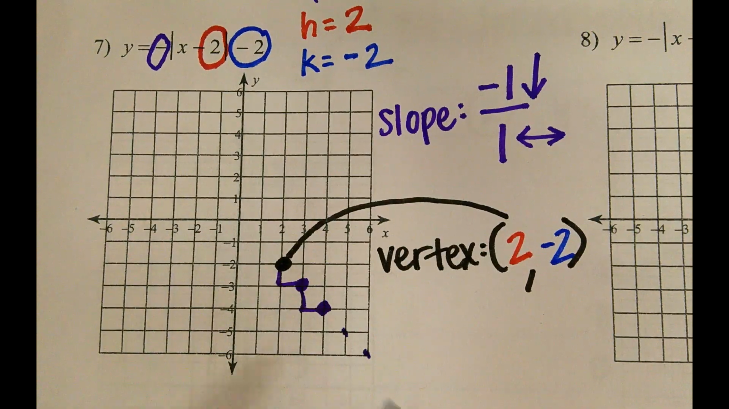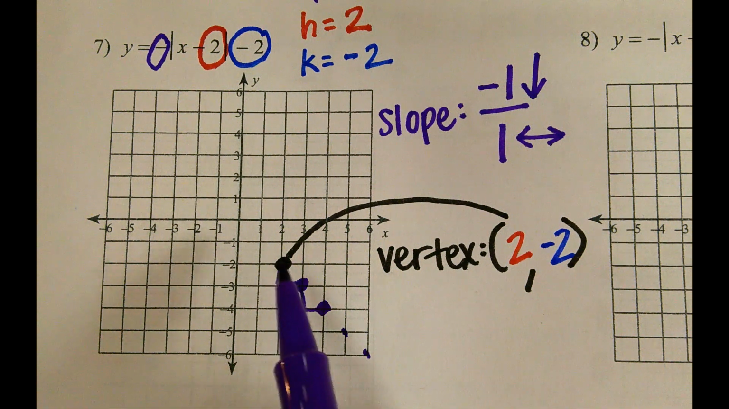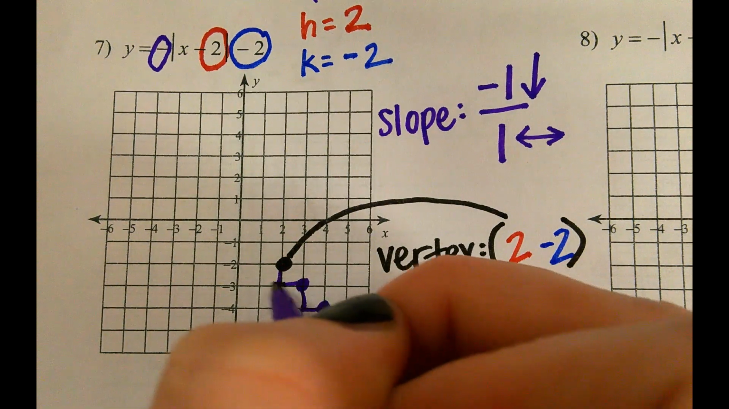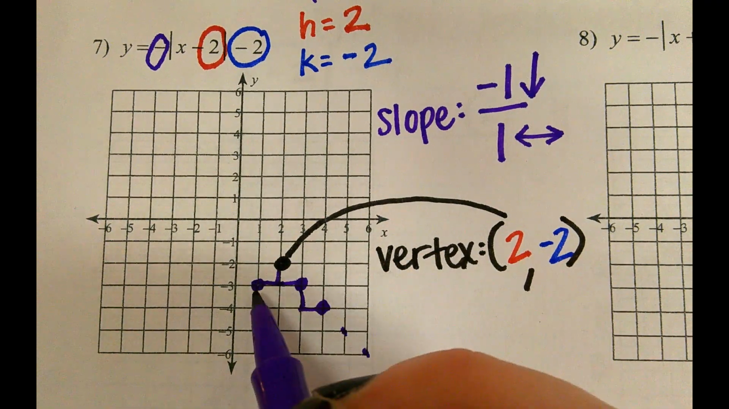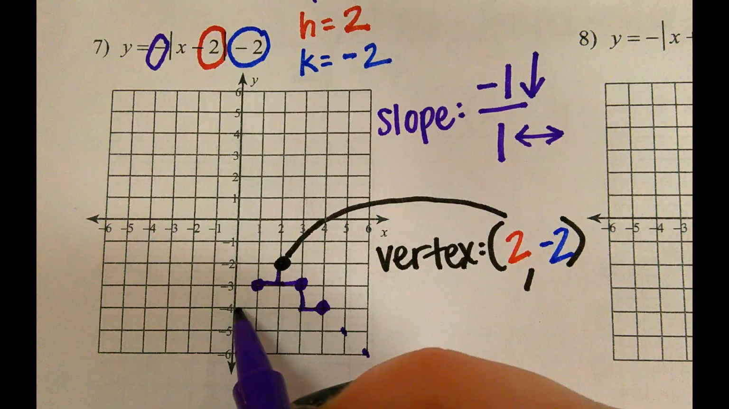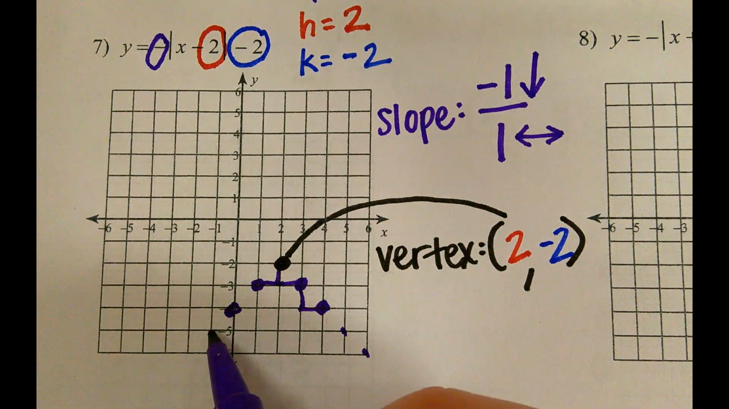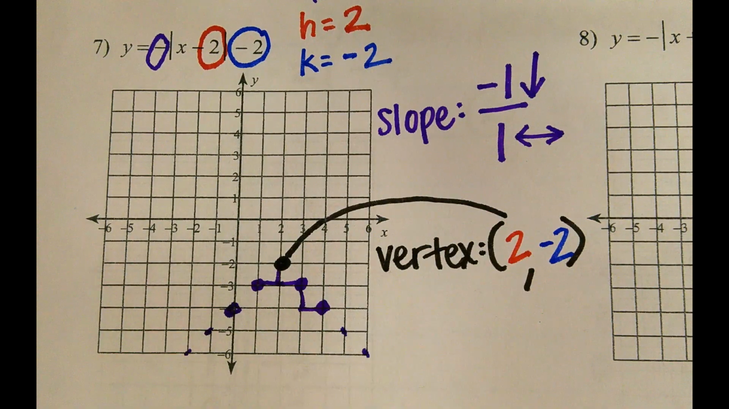Now that I have one side done, go back to the vertex. I'll use my slope again. Down 1. What do I do different this time? Over 1. To your left. To my left this time. We go the other way over 1. Down 1. Over 1 to the left again. Down 1. And then we could keep doing it if we want. I'll just put little marks there. And then we'll connect our dots and our graph is done.